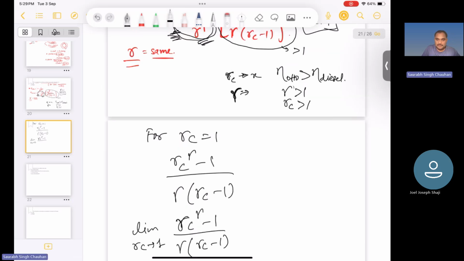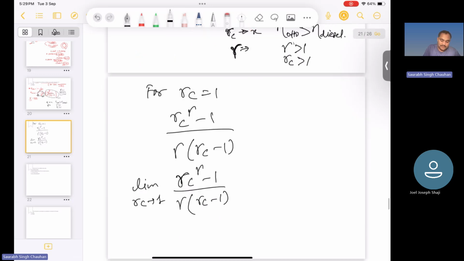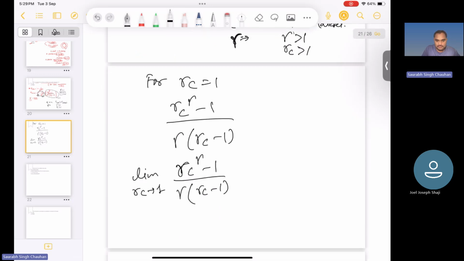Now, this is not a question of thermodynamics. This is a question of mathematics. If you have read limits, then when it is 0 by 0 form, sometimes you can use L'Hospital's rule. We cannot do justice to the name of that great mathematician, but anyway, whatever you call it, we can just differentiate both sides with respect to RC.